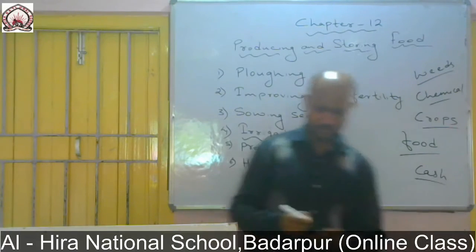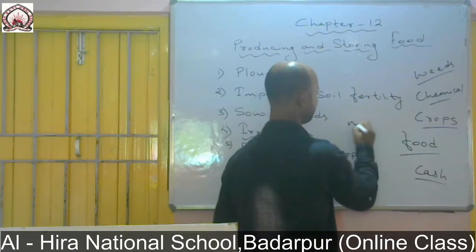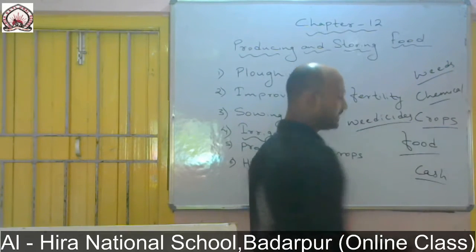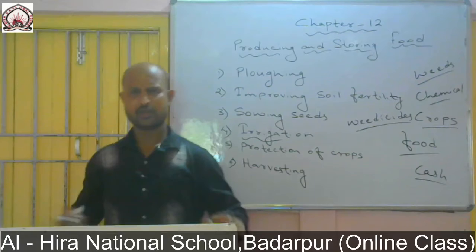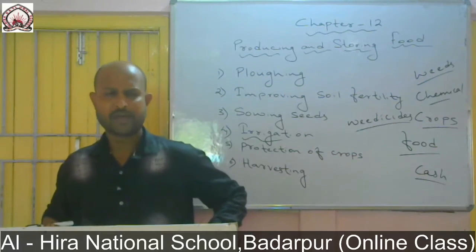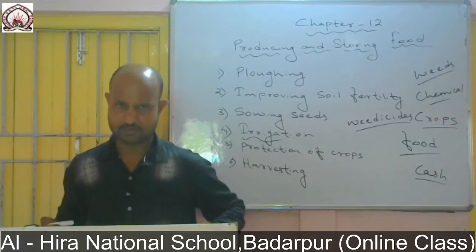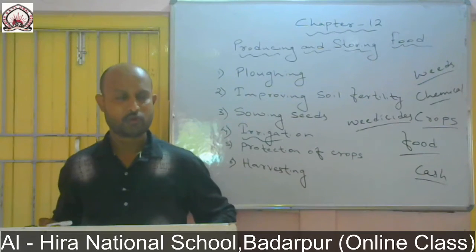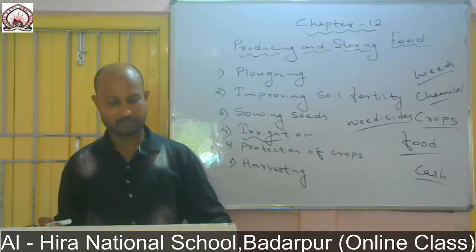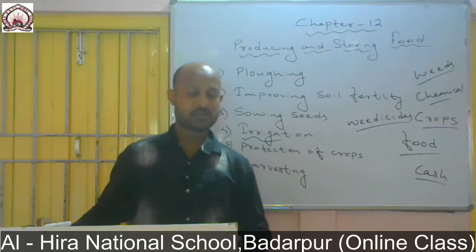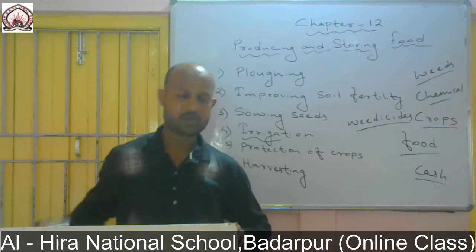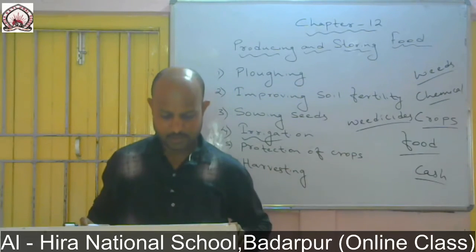a chemical which is known as weedicides. These weedicides are certain chemicals which help to get rid of the unwanted plants. The farmers spray these weedicides on the crop fields to get rid of the unwanted plants. So these are some of the ways or steps that we need to take up to protect the crops.